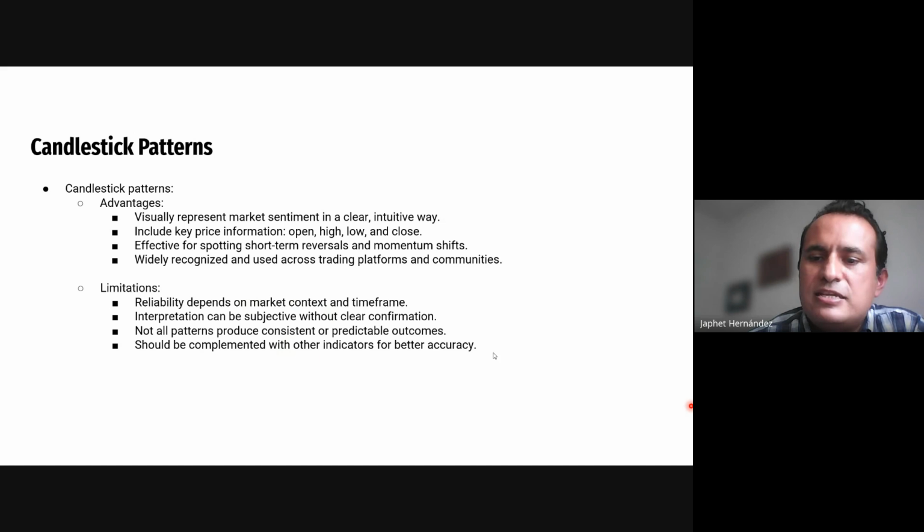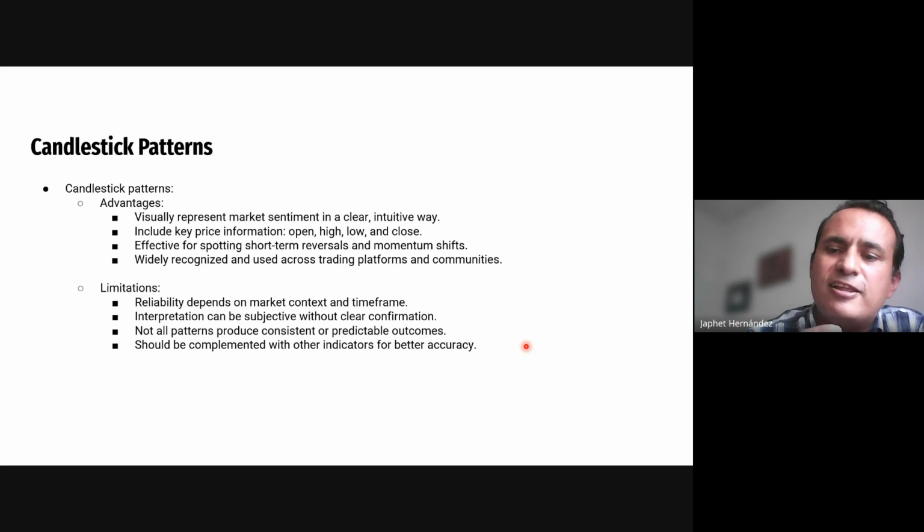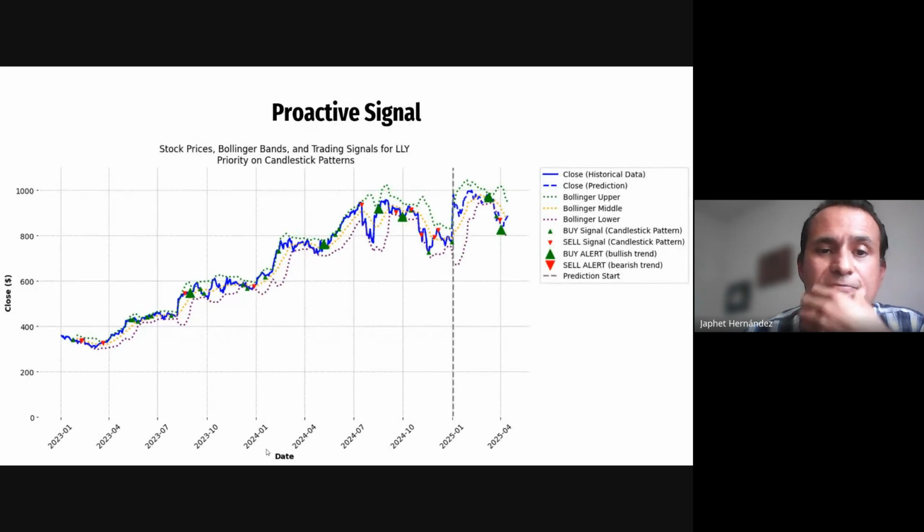However, these patterns have some limitations. The reliability often depends on the context and the time frame, and they can be subjective or misinterpreted if we have no confirmation from other indicators, just like the moving average or any other. We can also have false signals. So the goal here is to have very clear, true signals.